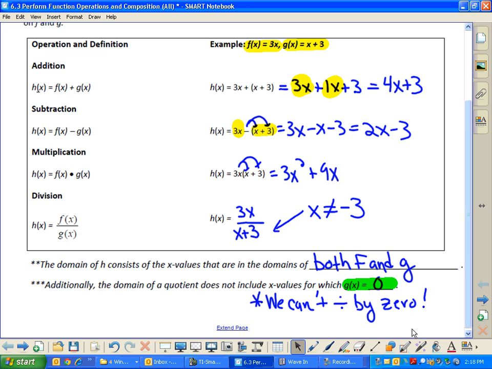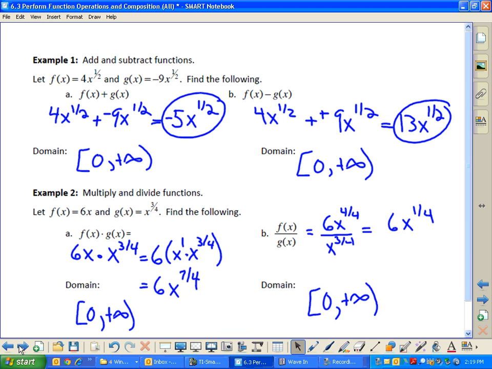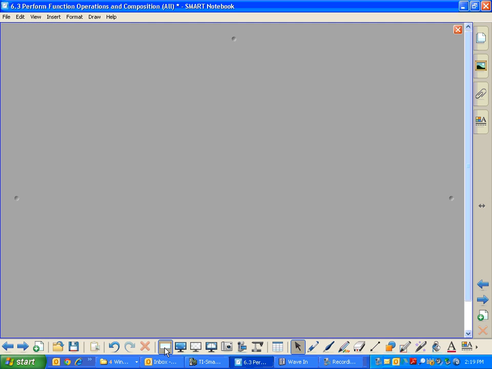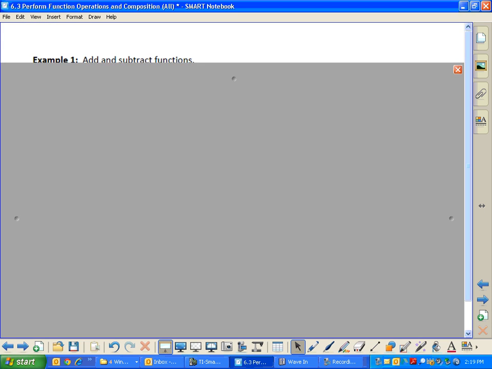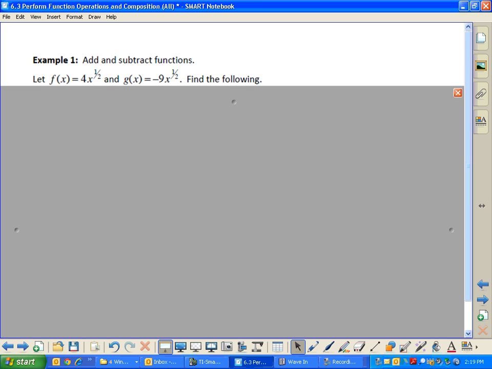So that's just a real quick run through on how you do your 4 operations with functions. Just for some additional examples, a lot of information there, I wanted to make them a little bit more challenging, like give some rational exponents, since this is chapter 6.